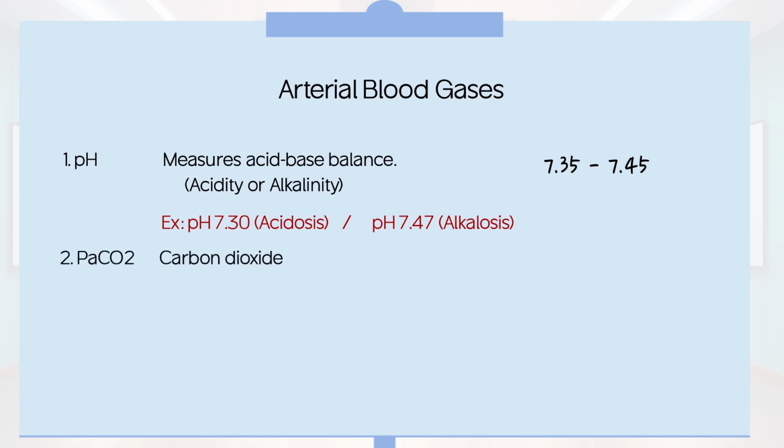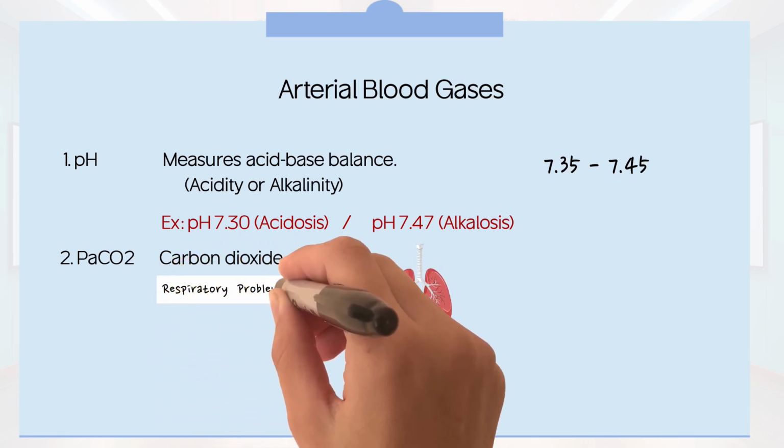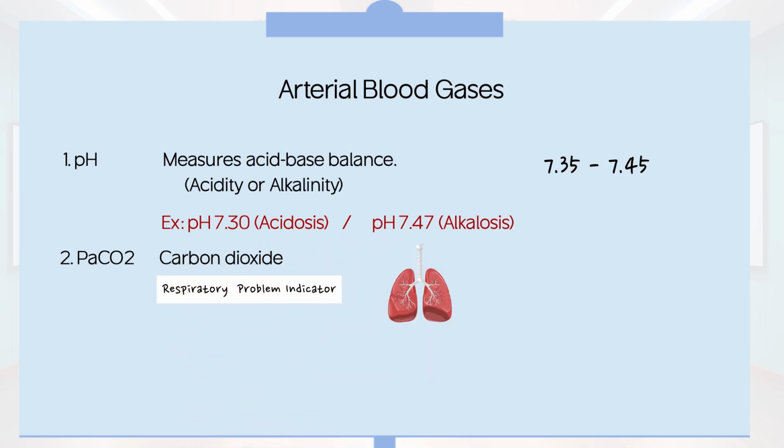PaCO2 measures partial pressure of carbon dioxide in your arterial blood. Carbon dioxide is controlled by the lungs and is the respiratory indicator. The normal is 35 to 45. Remember, the higher the carbon dioxide in your body, the more acidic your blood.